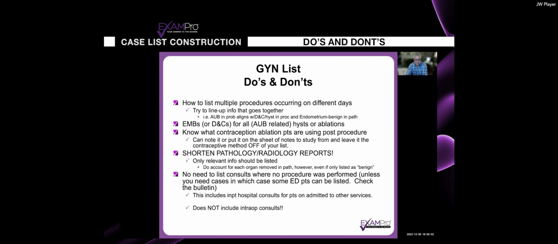All right, so let's move on to some GYN. So, how to list multiple procedures occurring on different days. We'll go over that. Try to line up info that goes together. So again, abnormal bleeding, we want to try to align that with the D&C hysteroscopy in the procedure. And we try to line up the pathology, meaning, let's say, benign endometrium in the pathology column. You want to make sure you have EMBs, and you can use the abbreviation EMB in all caps, or D&Cs, so some sort of endometrial sampling for all abnormal uterine bleeding related hysterectomies or ablations. An ablation has to have pre-op sampling before you do the ablation.